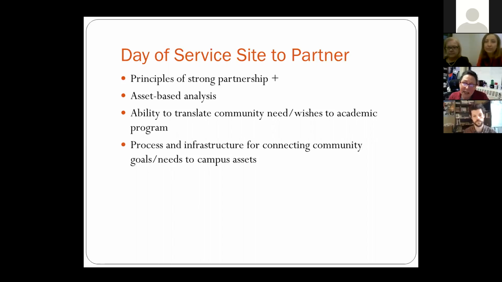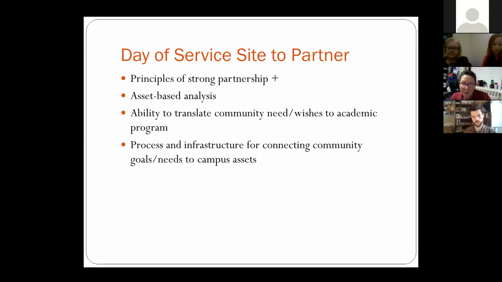The ability to translate community need and wishes to academic program really, I think, is a developed skill. It's the ability to understand what your community partner is asking for, and to think creatively about how your knowledge of your campus's assets can be tailored to help that community partner meet a need or advance their goals.